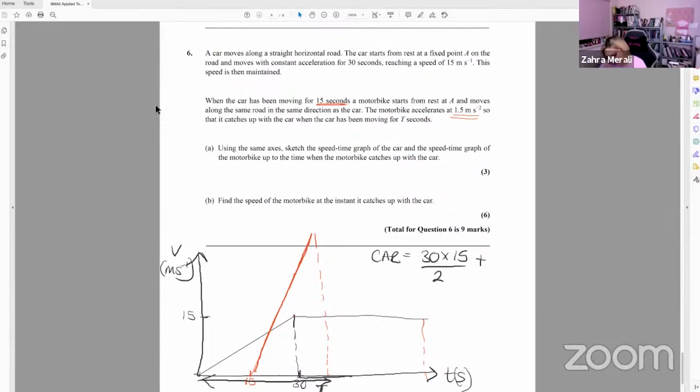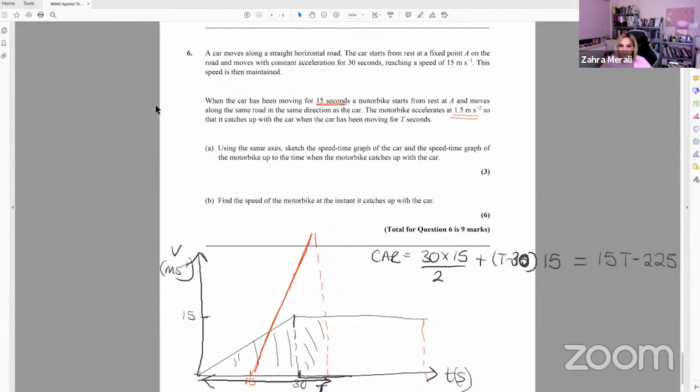Then for the car, you've got this triangle and this rectangle bit here, which is T minus 30, times 15. So if I simplify that, I get 30 times 15 divided by 2 plus 15 times T minus 30. So I get 15T minus 225. That's right: 30 times 15 divided by 2 minus 30 times 15, plus 15T.